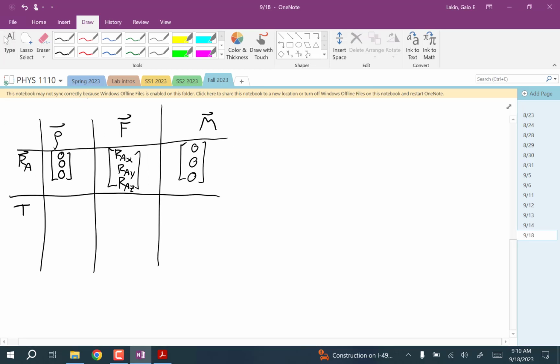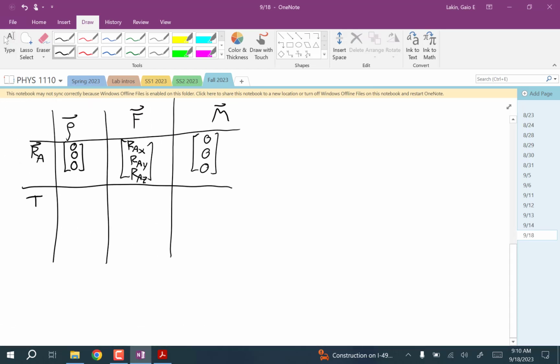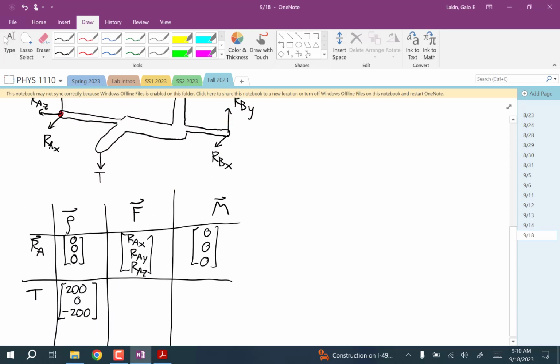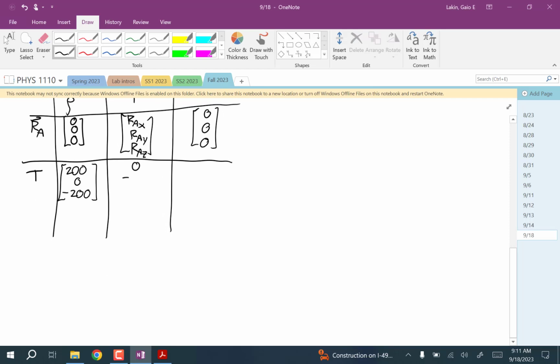Okay, so positive 200x, 0y, negative 200z. And the force vector, that is in the negative y, so that's 0, negative t, 0. And now the cross product is negative 200t for x, 0 for y, and negative 200t for z.